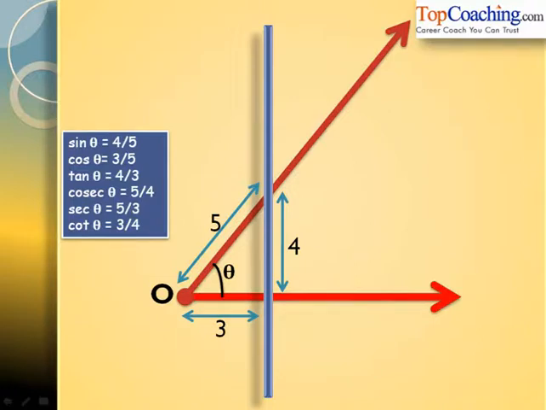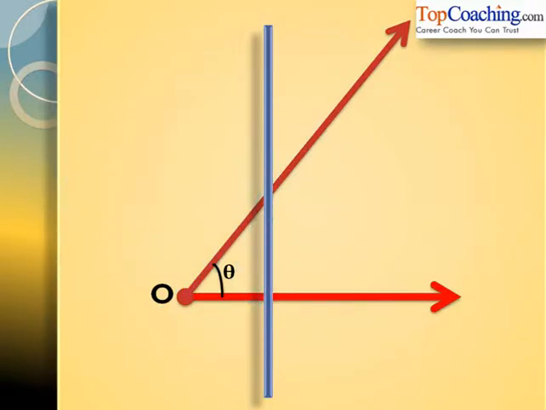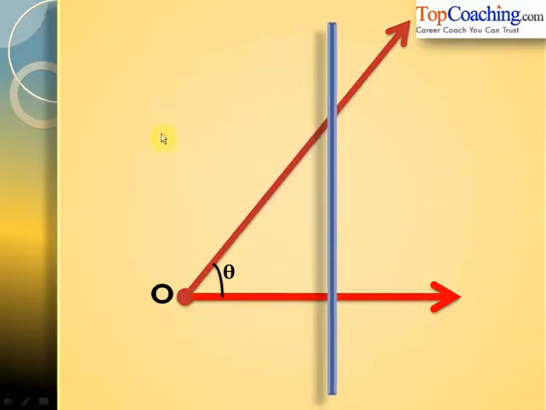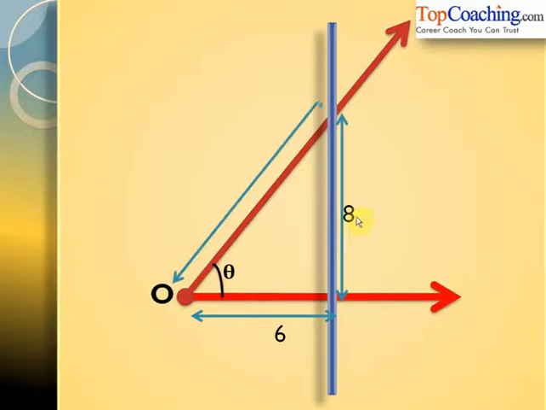Now let's try to move this stick towards the right side so that the dimensions of this triangle increase. Now let us say that this length is equal to 6 units, this length is equal to 8 units, and this length would be equal to 10 units from the Pythagoras theorem.